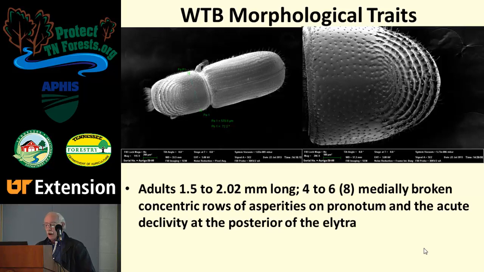In order to do that, what we did is that we began to look at some of the morphological features using scanning electron micrographs to evaluate features that exist on a known WTB specimen or specimens. And so we were hoping that we could find something that would give us more confidence in saying, yeah, we're working on WTB and not just some ambrosia beetle that we misidentified.